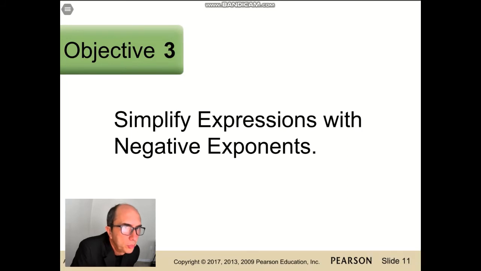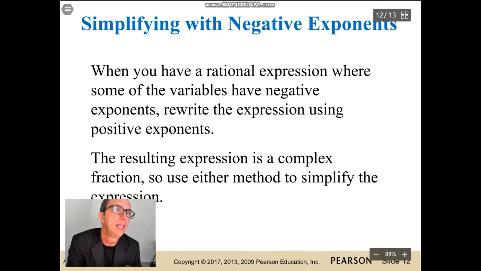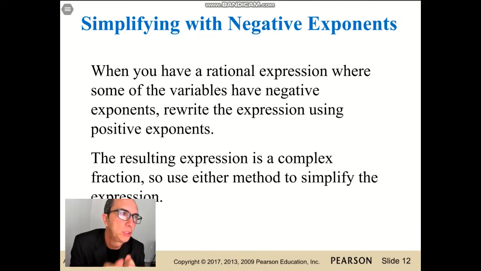Next objective, simplify expressions with negative exponents. And let's understand this. When you have a rational expression where some of the variables have negative exponents, rewrite the expression using positive exponents. The resulting expression is a complex fraction, so use either method that we have seen before to simplify the expression.